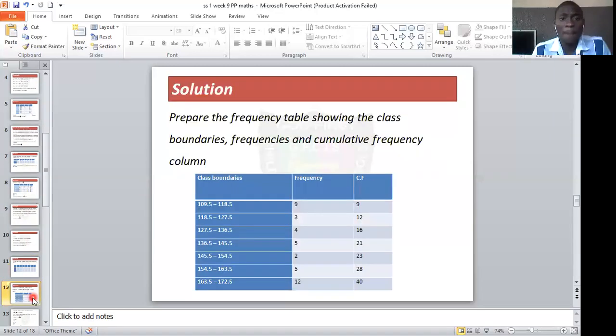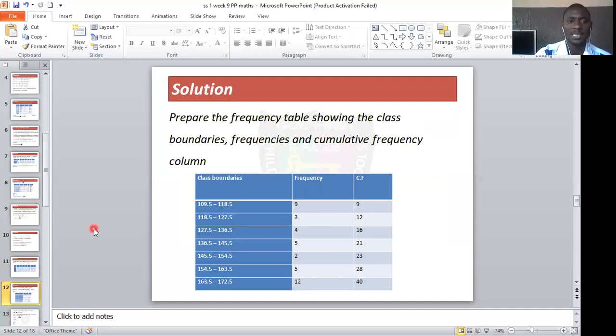So this is the solution. Prepare the frequency distribution table showing the class boundary, frequency and cumulative frequency. We don't really need the class mark; you can prepare it, but it's not part of the formula, so you can ignore that. If you add it, it's not a problem. You can get your class mark by adding the lower and upper limits and dividing by 2. So look at it now.